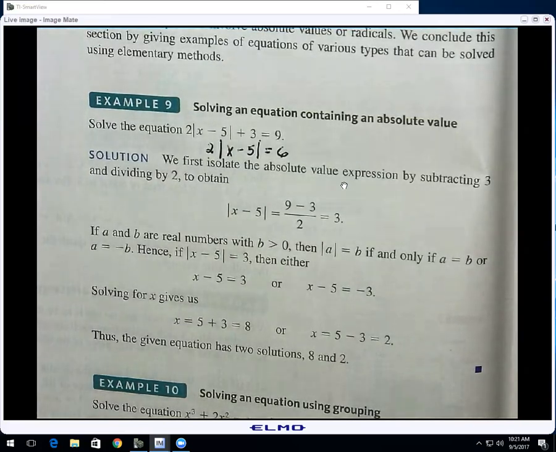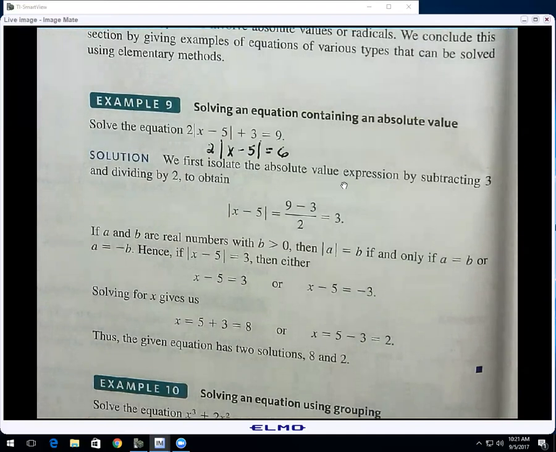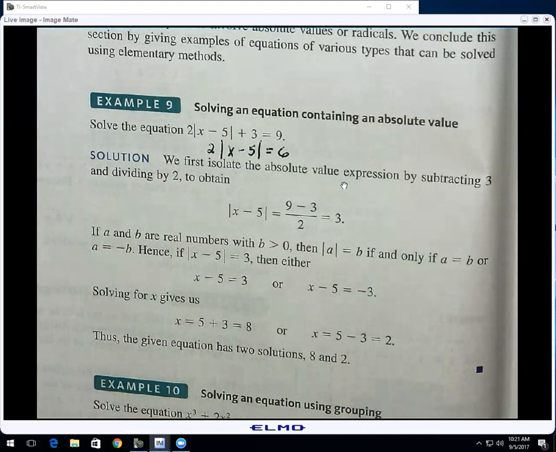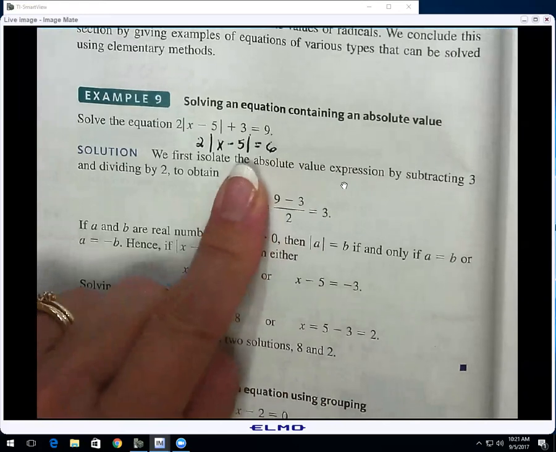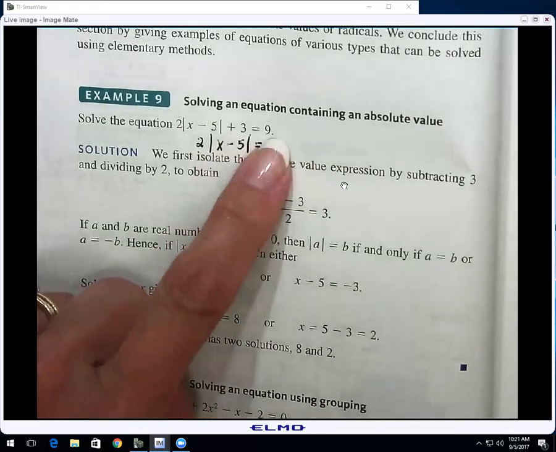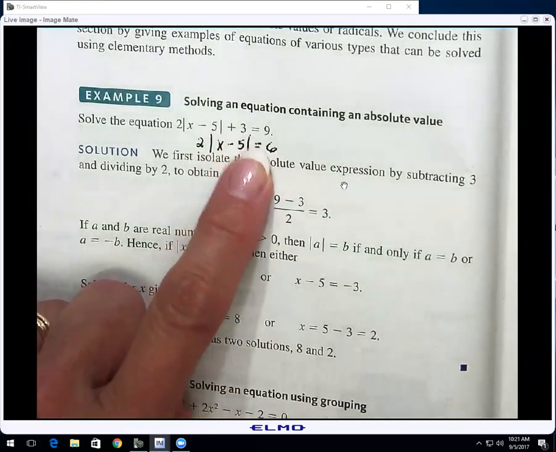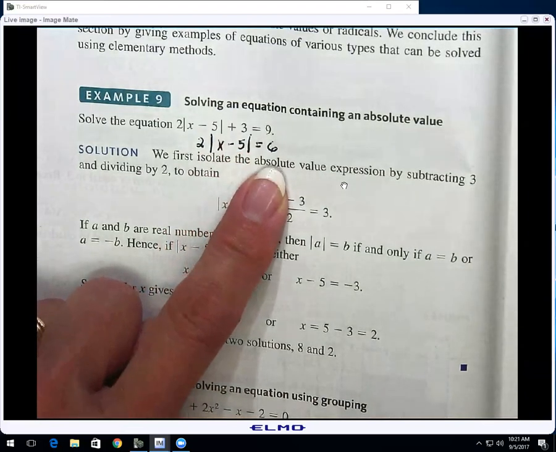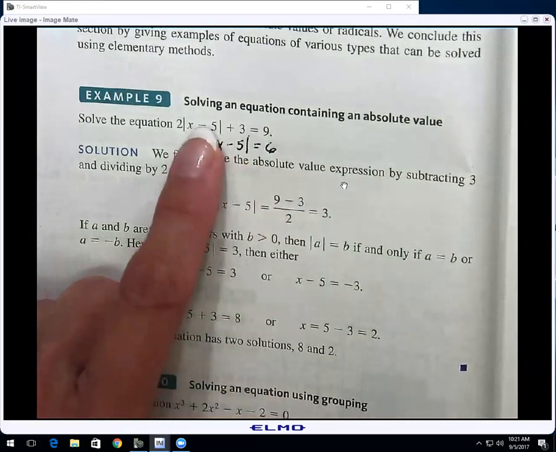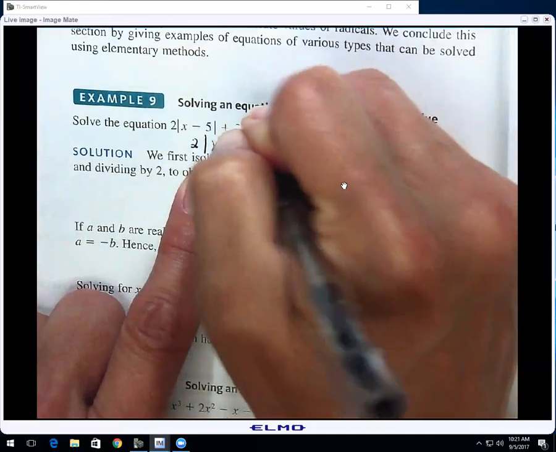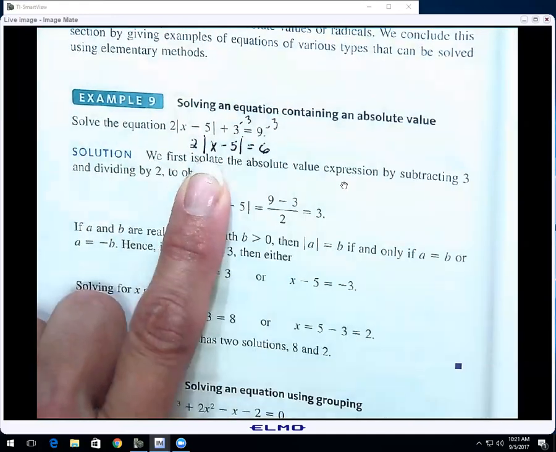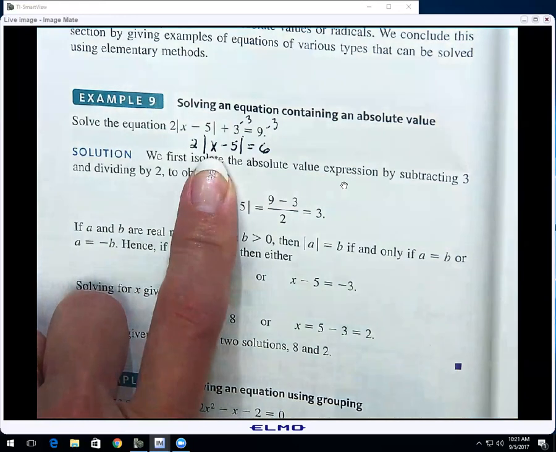Before you break the absolute value into 2 equations, you have to get the absolute value by itself. That's important. So the first thing you do to that equation is subtract 3 from both sides. The 9 minus 3 will give you 6 on the right-hand side. How did you get that it equals 6? By subtracting 3 from both sides. So get rid of that 3.